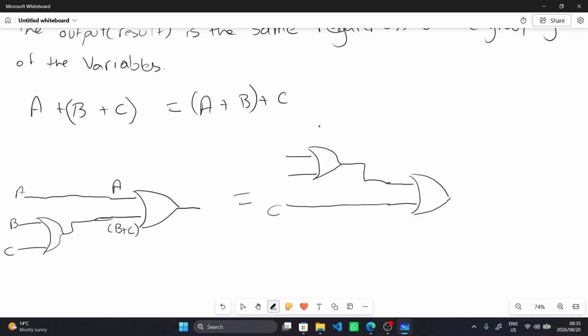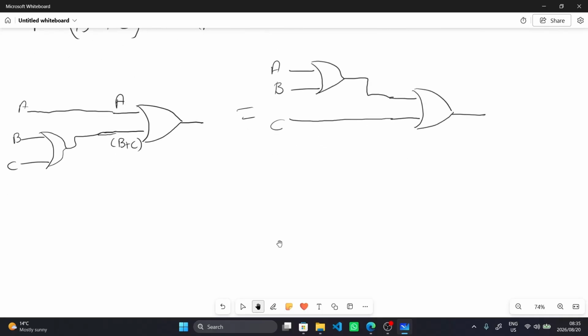So that will be A plus B, right? Associative law just means regardless of how you group these values, your output will still be the same. For example, if you have 2 plus 5 plus 7 and you group 5 plus 7, it will still give you the same answer as if you group 2 plus 5 first, right? So associative just means it doesn't matter how you group them, your result will still be the same.